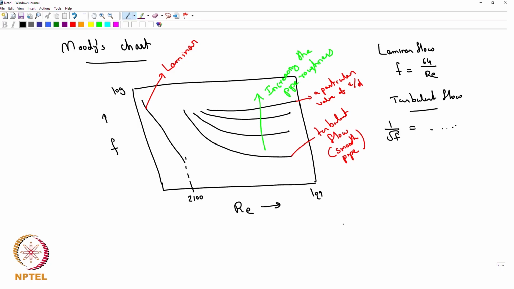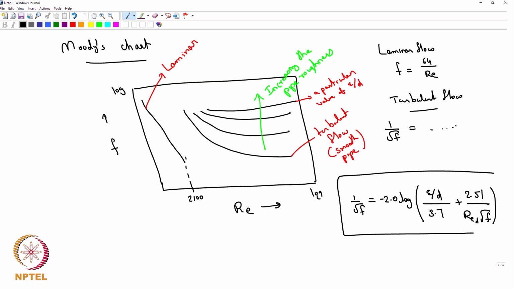the graph, is 1 by root f is equal to minus 2.0 log of epsilon by d divided by 3.7 plus 2.51 divided by Reynolds number based on d. This equation is also a sufficiently good equation to calculate friction factor.